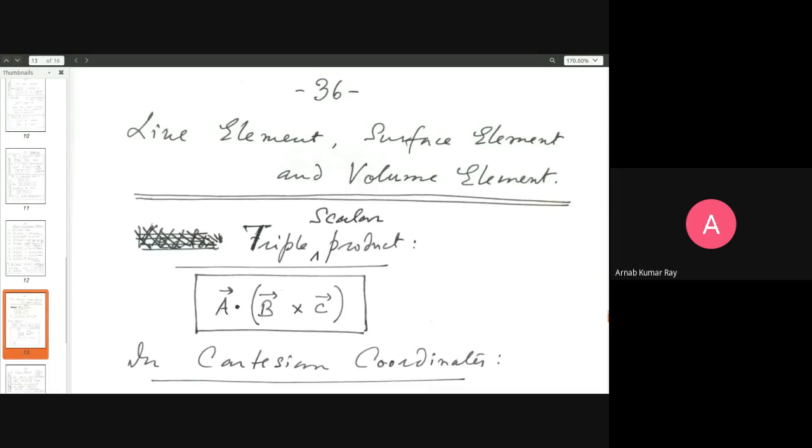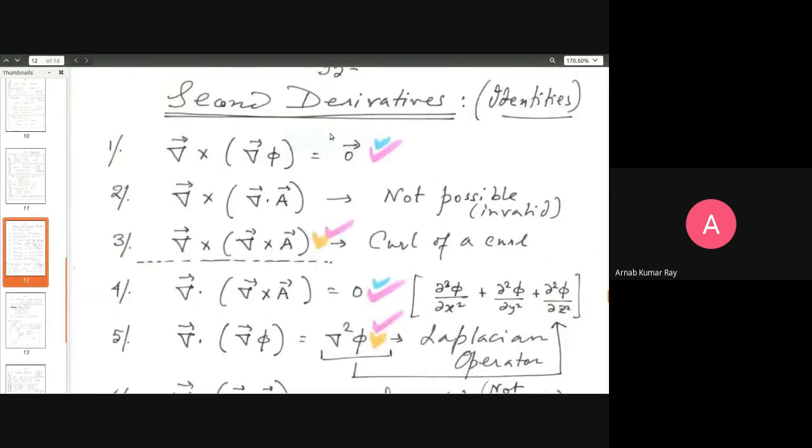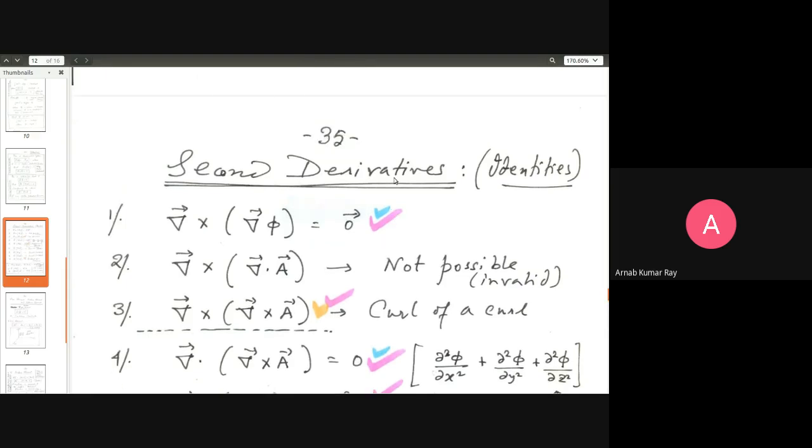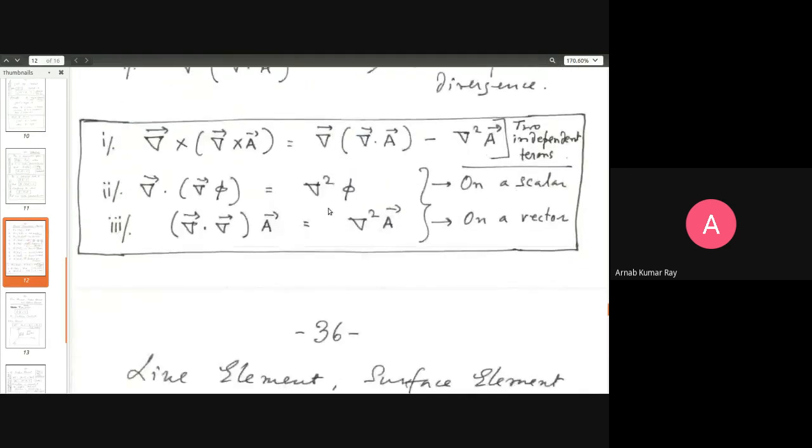So let me just briefly recall a few things. In the last class, we completed the discussion of derivatives involving the vector differential operator del. Both the first and the second order derivatives we finished discussing, and please check, I have also uploaded all the notes up to page number 35. This is the point where we finished the discussion on derivatives.